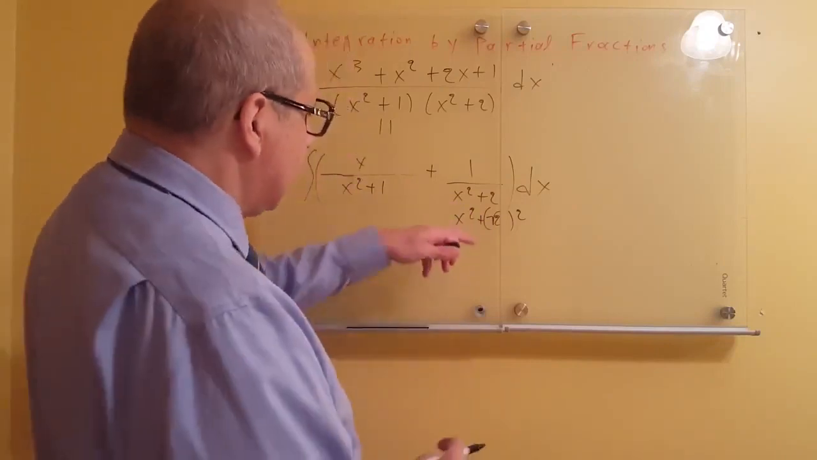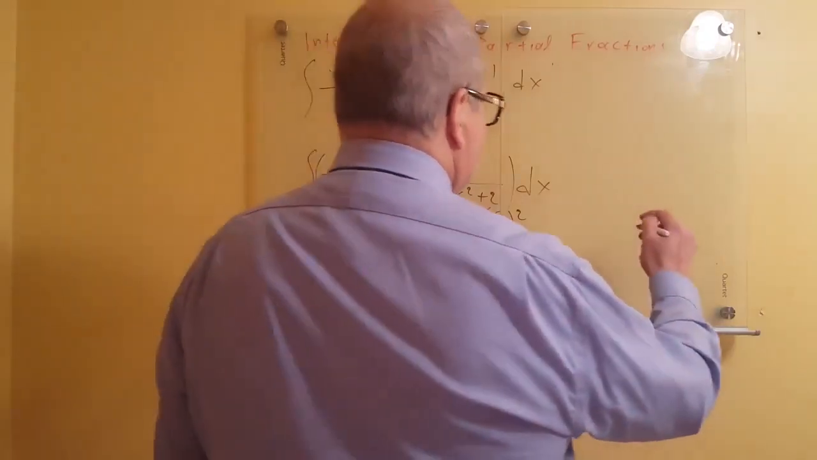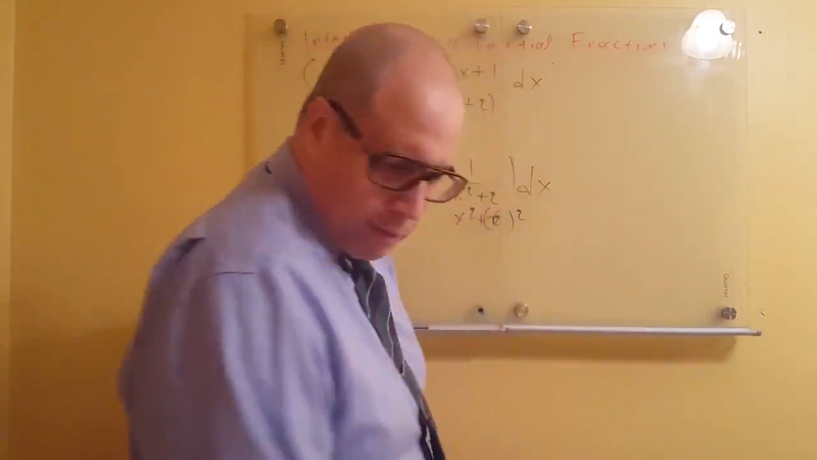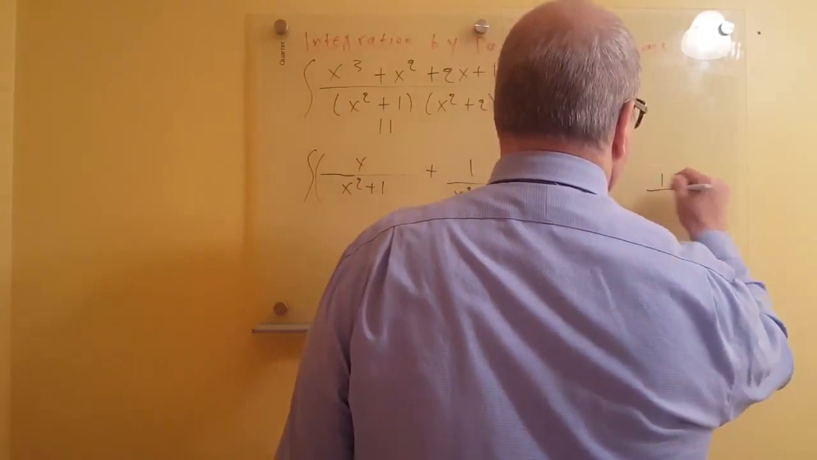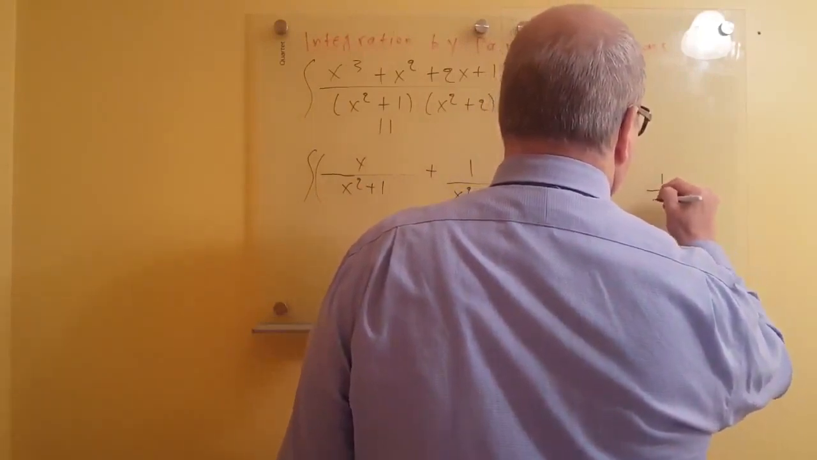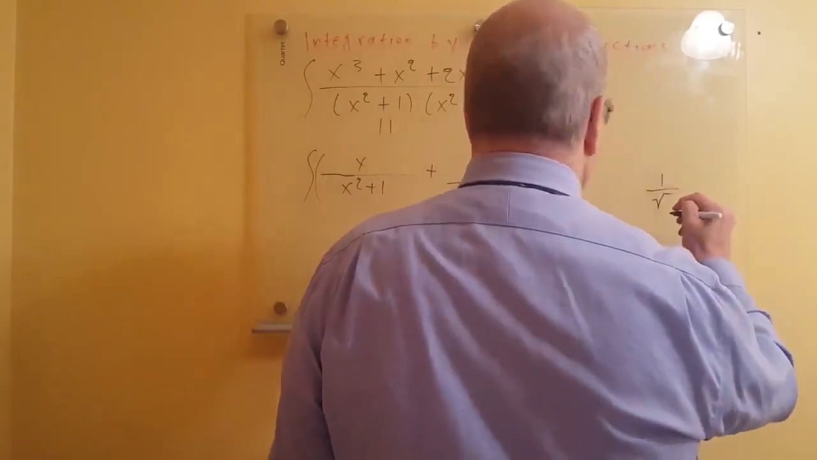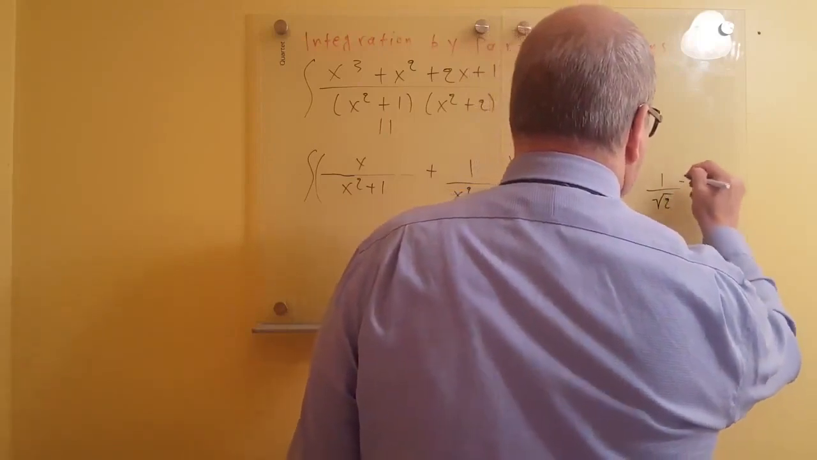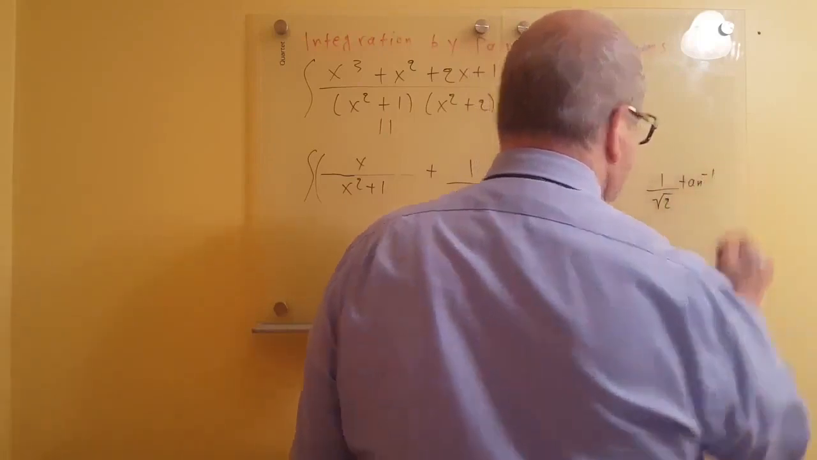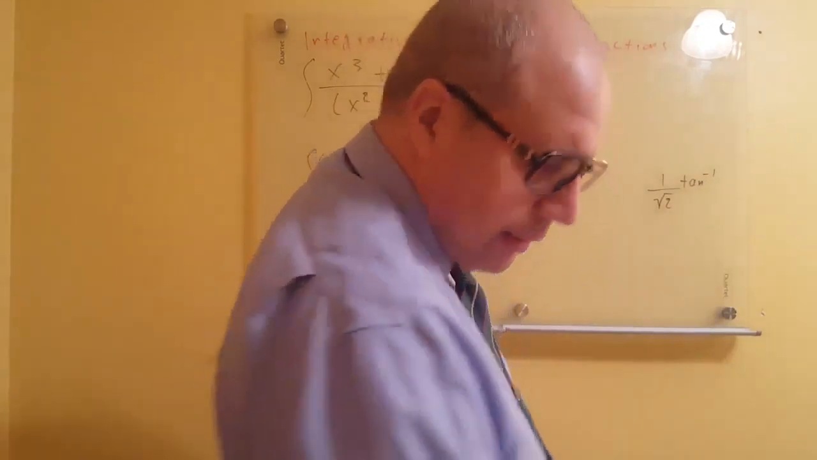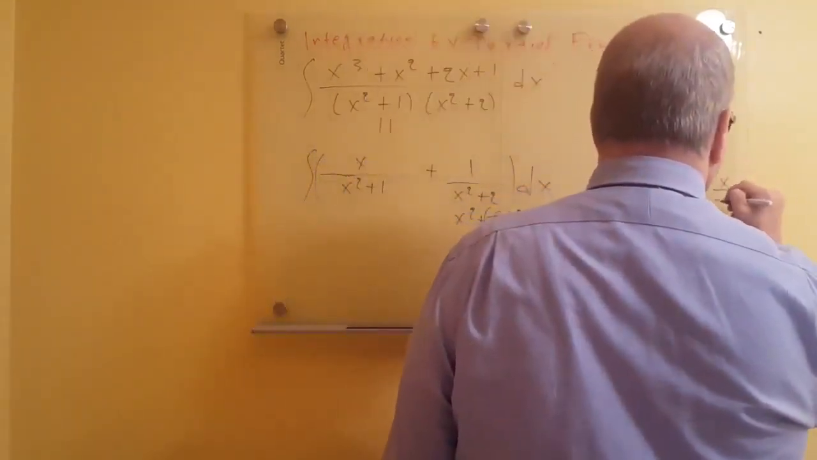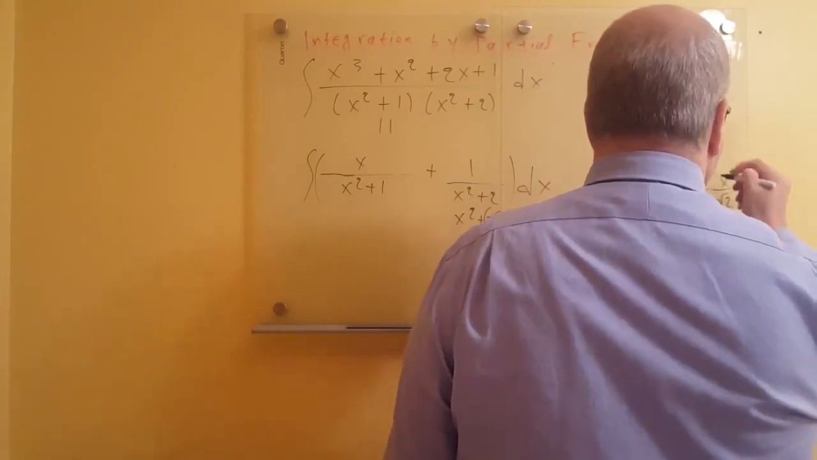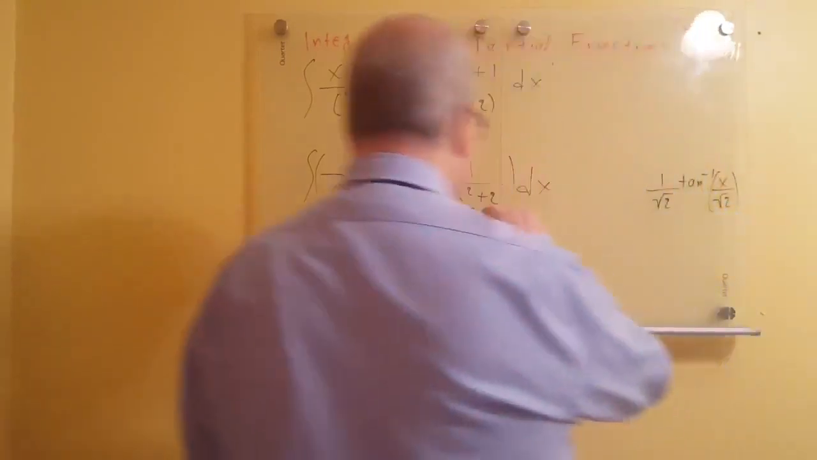So that means that the integral of this here, according to the formula, should be 1 over square root of 2 times the inverse tan of x over square root of 2. So that's the integral of this.